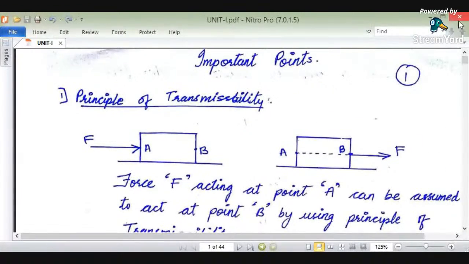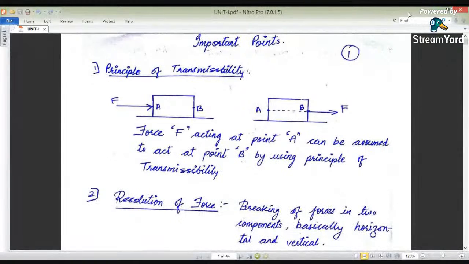Again, we will solve some more problems related to this concept. We will solve the problems related to resolution of forces.